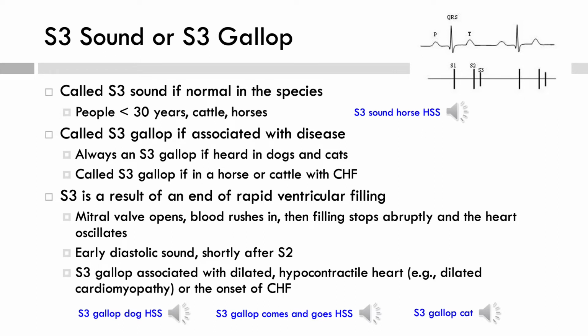And finally, we're going to listen to an S3 gallop in a cat. This cat also has some arrhythmia on this recording.